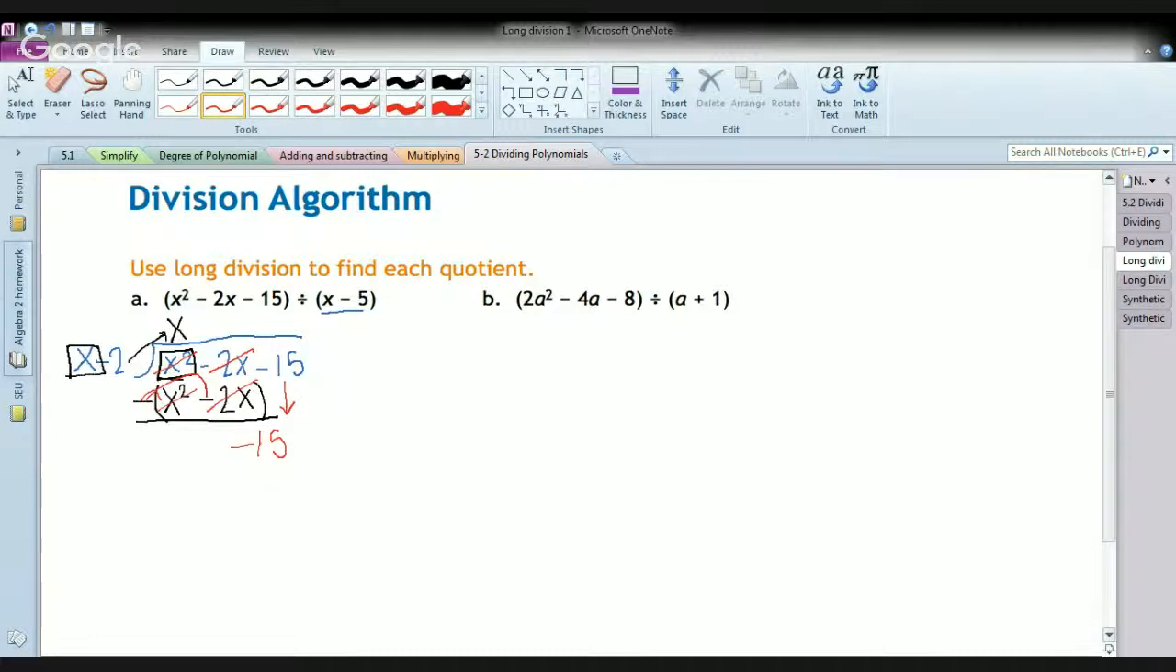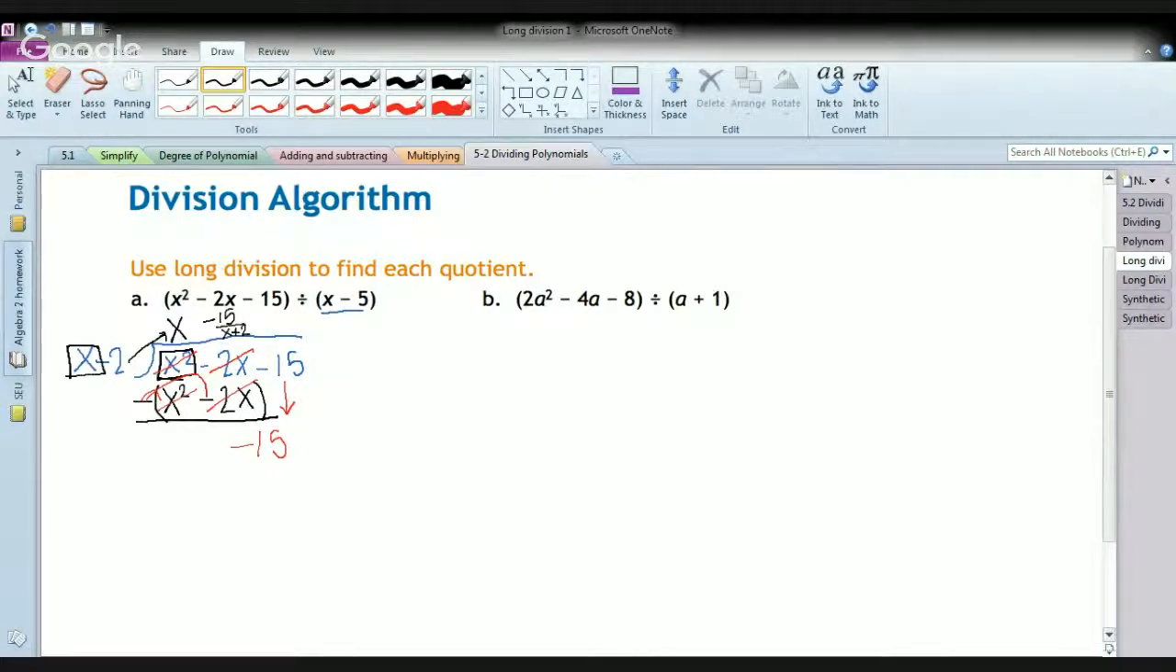So then I ask myself, x times what is going to give me negative 15? Well, there's nothing times x that's going to give me just a negative 15. If this was a negative 15x, then yeah, we could go ahead and do it. But since it's just negative 15, I can't do anything. So that's actually our remainder. Whenever we have a remainder, all we do is take the number and put it over what we divided by.